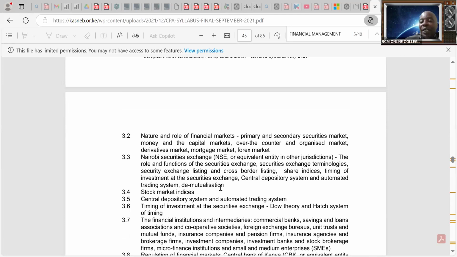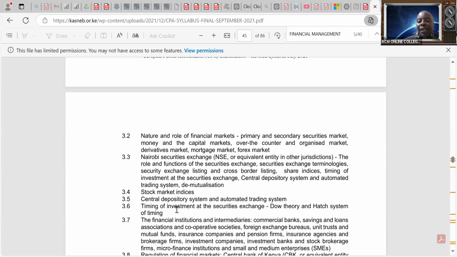And then most importantly, we have the concept of demutualization. Like now we know that NSE was demutualized like 5 years ago. They want us to look at stock market indices. Again, we come and cover this electronic wallet of putting in shares, what we call the central depository system and the automated trading system. Timing of investment at the securities exchange, the Dow theory and the Hatch system of timing, very, very important.